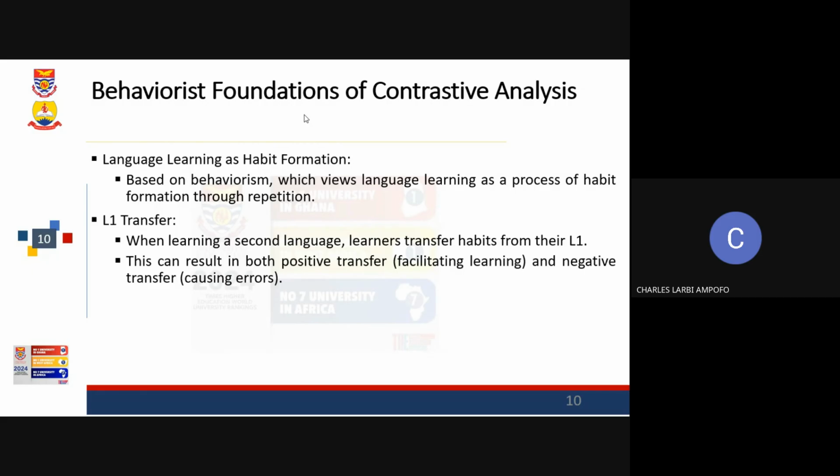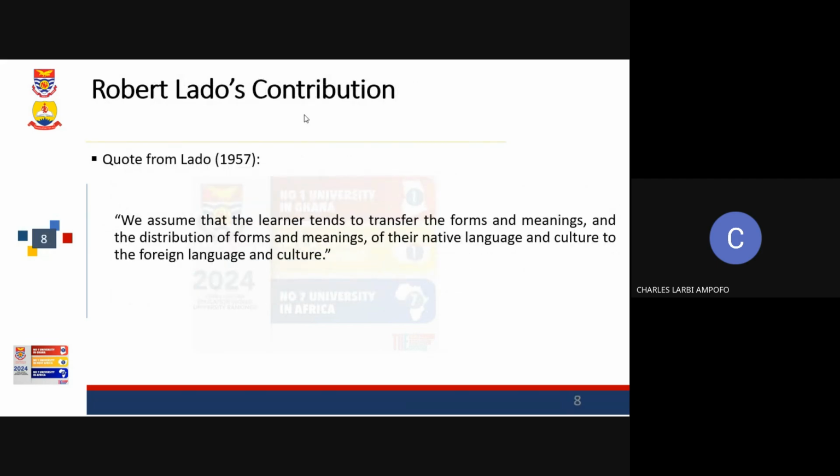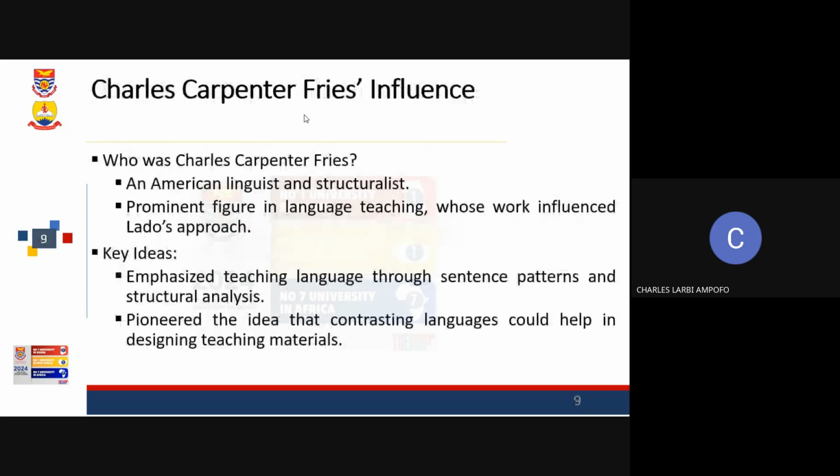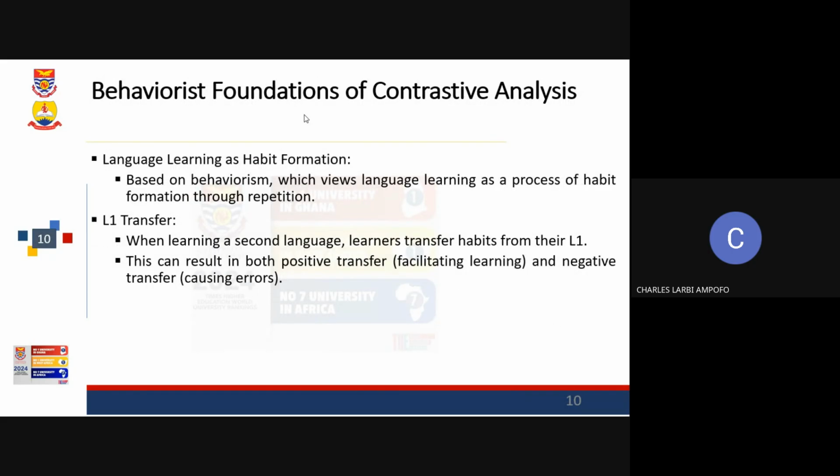You remember the quote from Robert Lado. "We assume that the learner tends to transfer the forms and meanings and the distribution of forms and meanings of their native language and culture to the foreign language and culture." So Robert Lado got the idea from behaviorist theory. They are of the view that if you see language learning as habit formation, that means that when learning a second language, the person is likely to transfer habit from their L1.